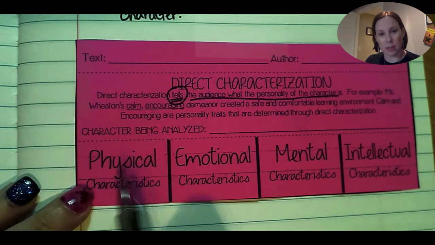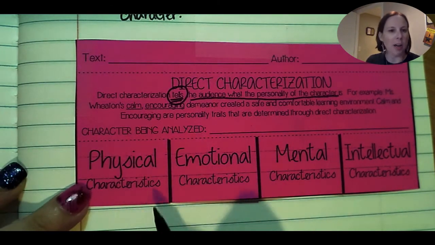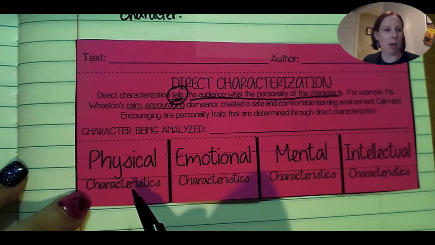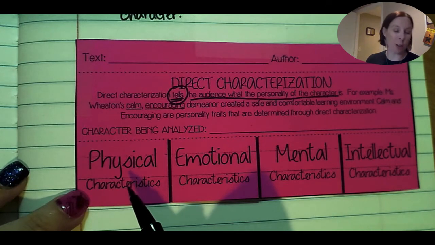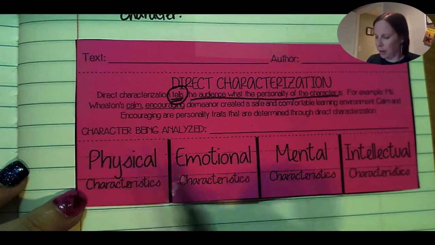Physical characteristics. This is obviously what they look like. Okay? So this is the hair color. How are they built? Eye color. How long is their hair? How tall are they? Are they skinny? Are they broad? Things like that. So just what they look like.